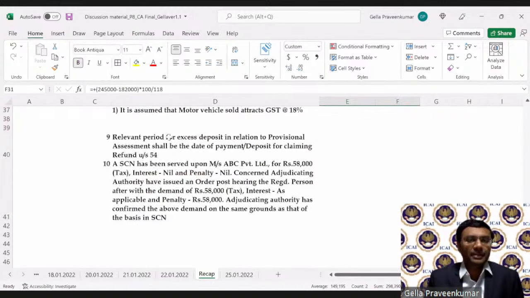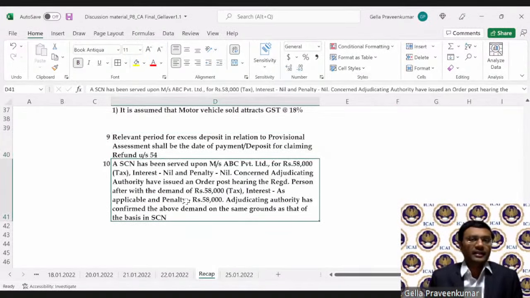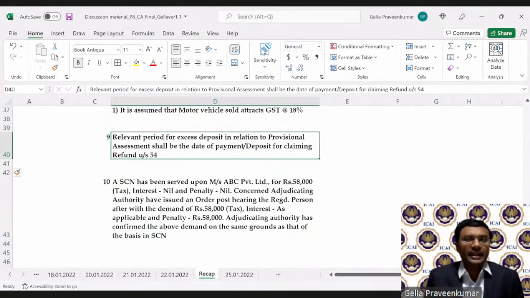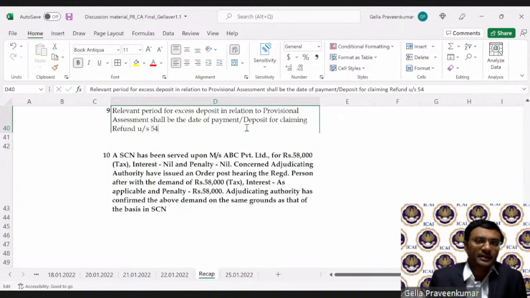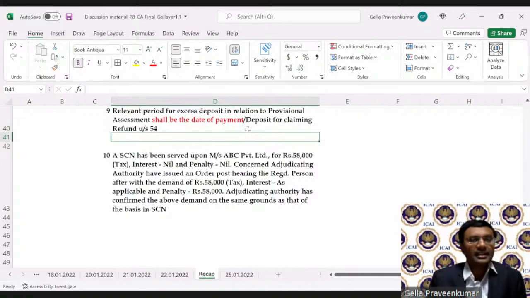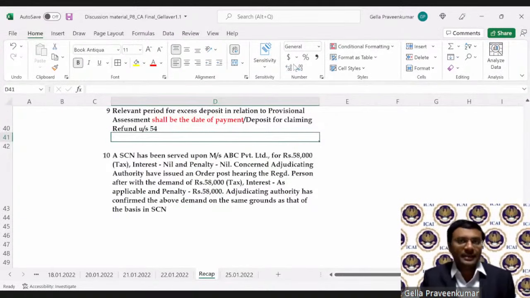Let me quickly come to question number 9. Relevant period for excess money paid in relation to provisional assessment shall be the date of payment, that is, money deposited for claiming refund under section 54. So this question is asking what is the relevant period. In case of a provisional assessment, what will be my relevant period? It says it shall be the date of payment. So they're asking, is the day when I paid the money for provisional assessment considered the relevant period? What would be our answer?